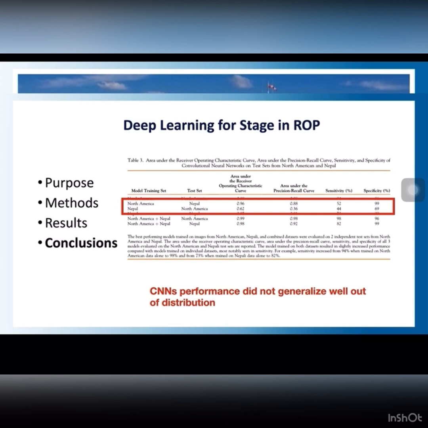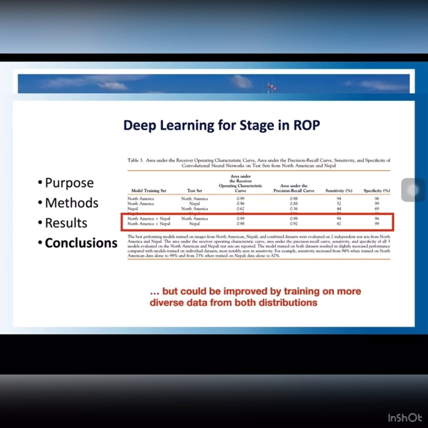This is most notable when you look at the area under the precision recall curve and the sensitivity and specificity at given cut points. These dramatically decreased, to the point where they would not be effective for AI-based ROP screening. However, when you trained on images from both data sets, the performance in both test sets improved. That is, the more diverse and heterogeneous the data was on training, the better able to generalize externally the models were.